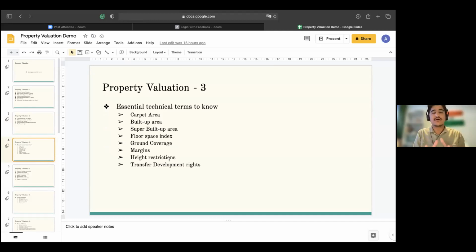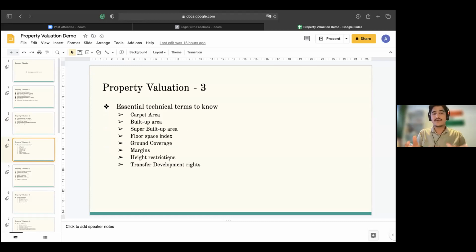On day 3, we'll go through the technical terms, as I said, and you can see the list, because these technical words are associated with every building. Whichever building or property we talk about, these technical words are really important for you to know if you want to work as a valuer, because this helps you finalize the valuation of the property.